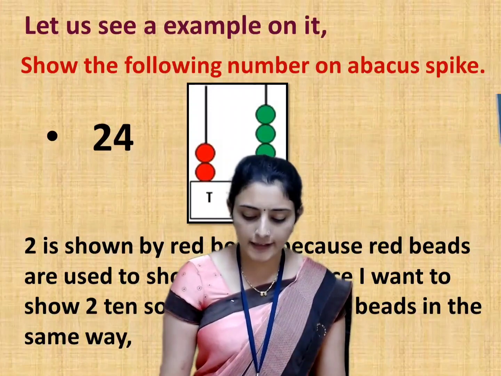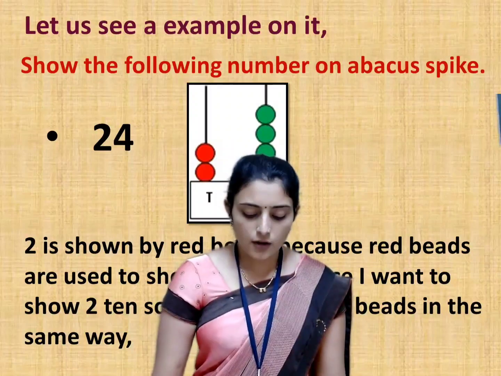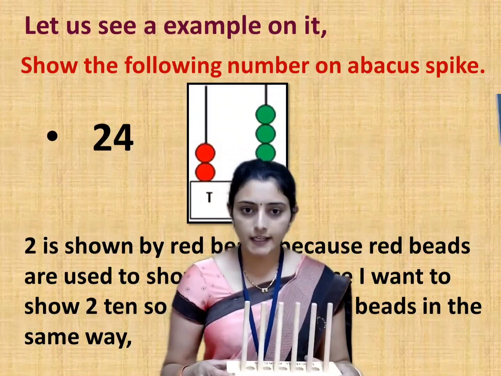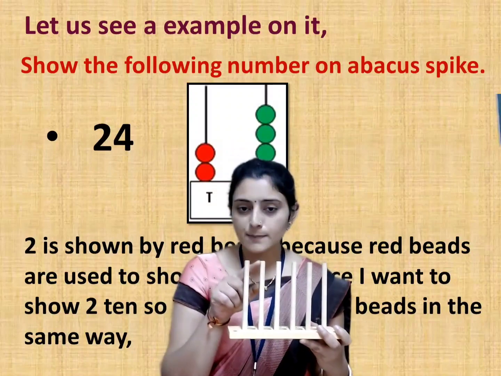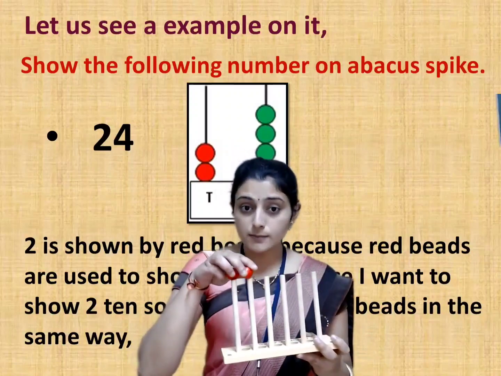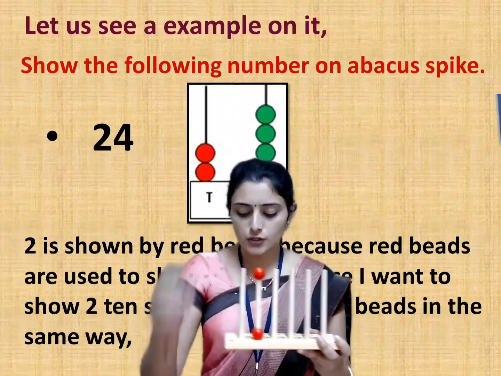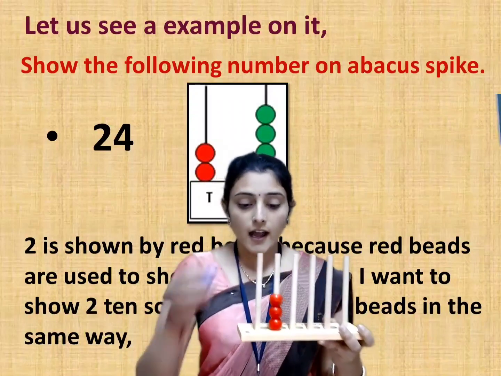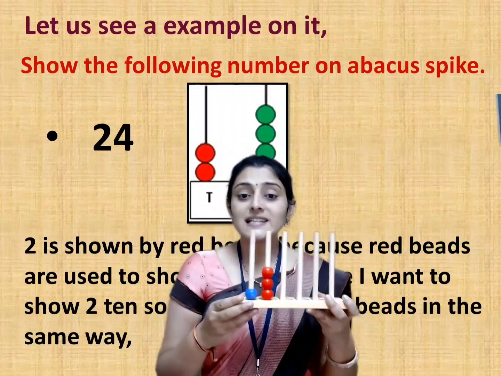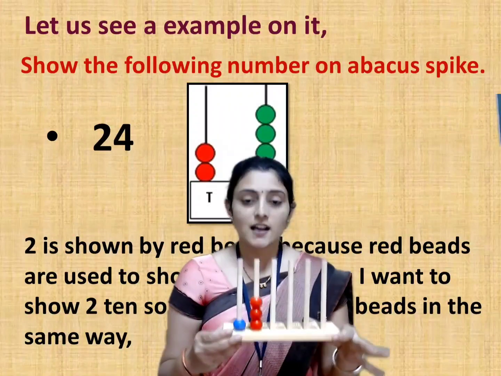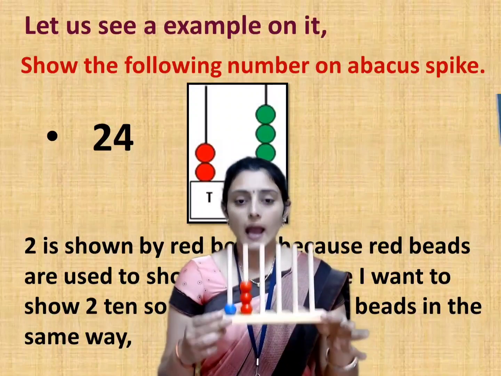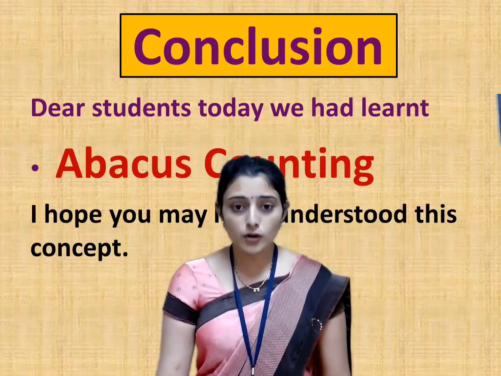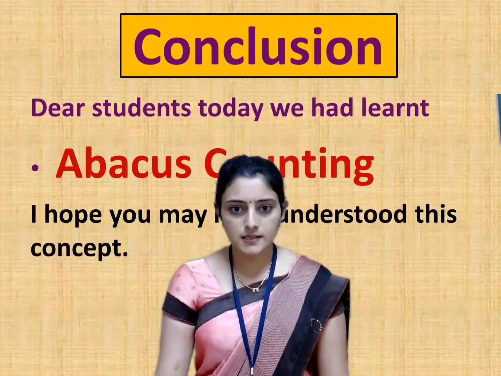One more example we will take. Now the next example we will take is 31. 31 means on the tens place we have to put 3 beads, 1, 2 and 3, that is 30, and on the ones place 1, which means 31. I hope you have understood this abacus spike counting. You can do it in your book with various examples.